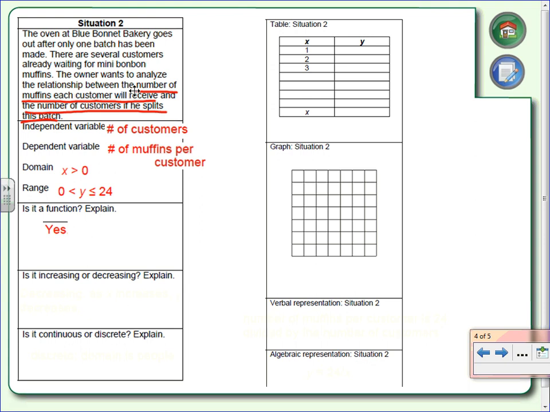What do you think on this one? The last one we saw was increasing. Is this one increasing or decreasing? Decreasing. Why do you say decreasing? Because the more people that come, the less each person gets. Ah, that's perfect. That is right. This is decreasing.